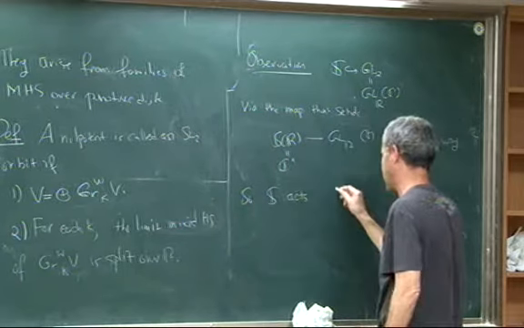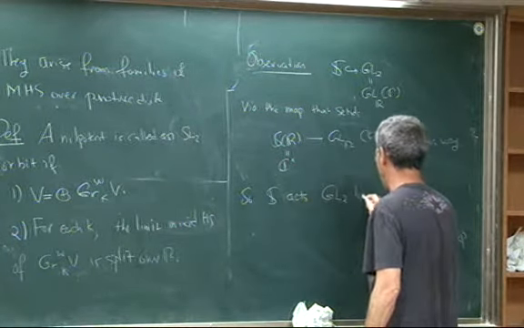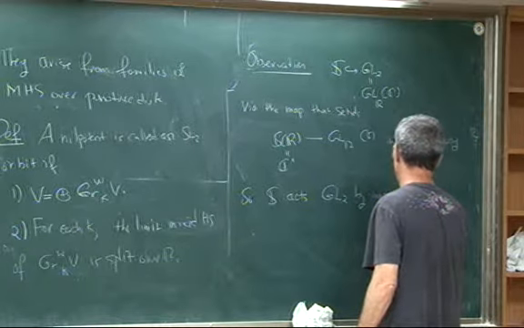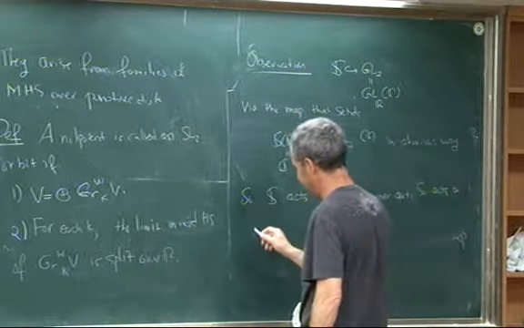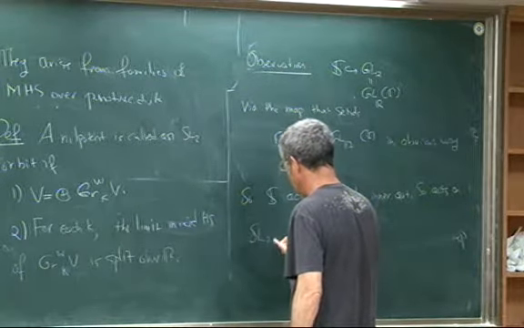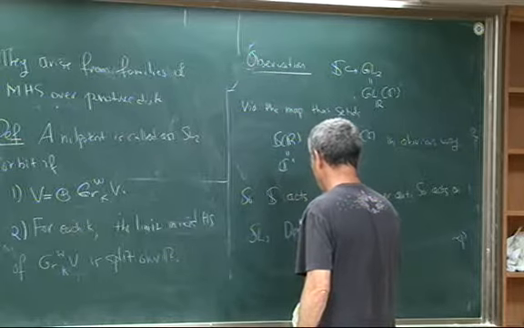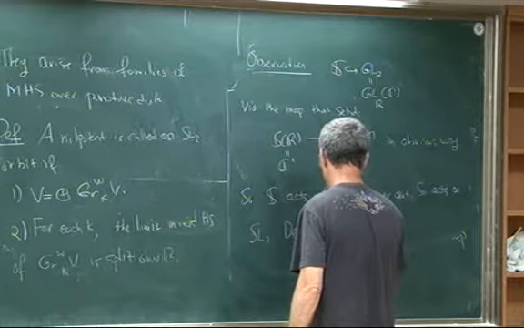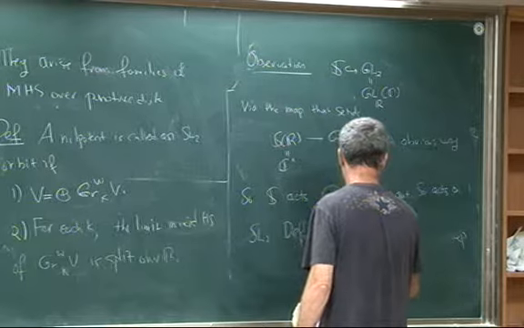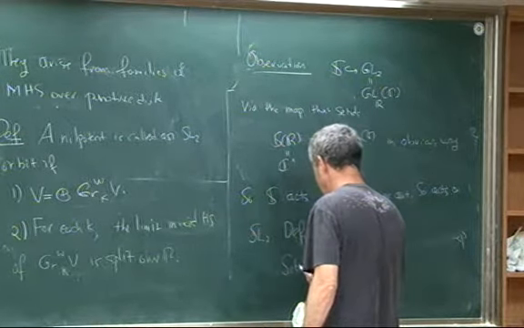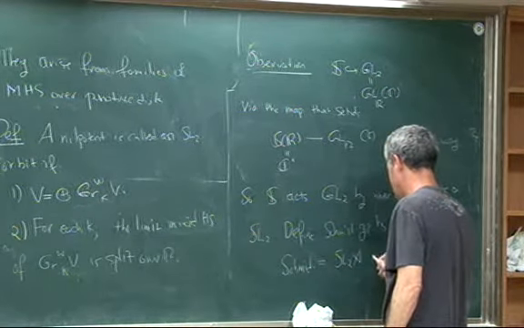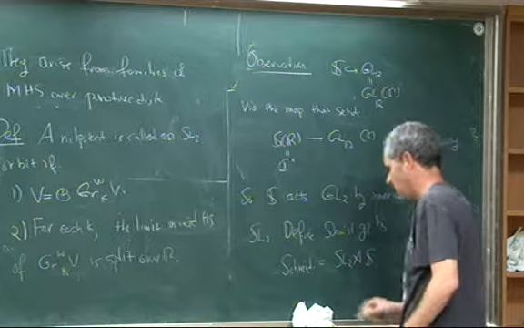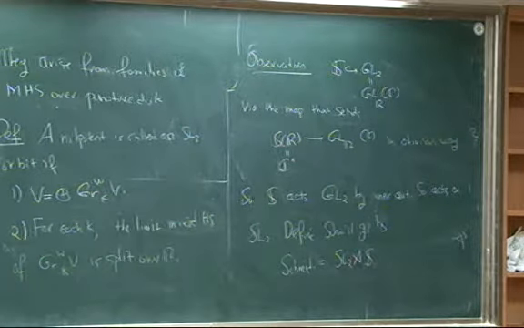Maybe I'll write it like this. So S acts on GL2 by inner automorphisms. So it acts on SL2. Okay, and I would define the Schmid group. Let's just call it Schmid. By definition, it is equal to just SL2 semi-direct product this guy S. Okay, and then the observation is that SL2 orbits exactly correspond to representations of this Schmid group.